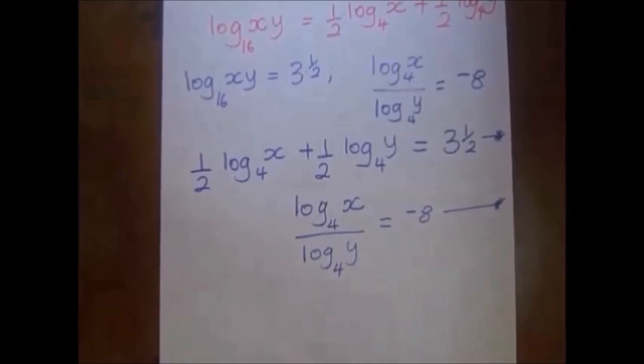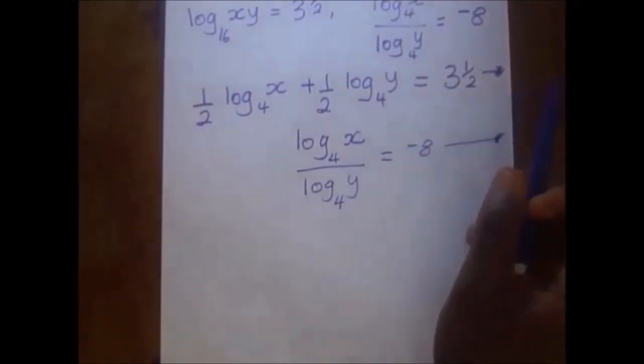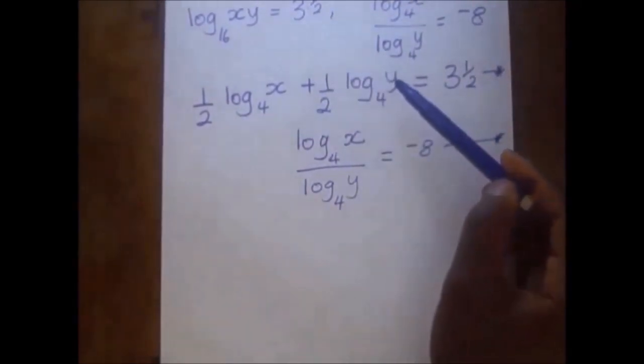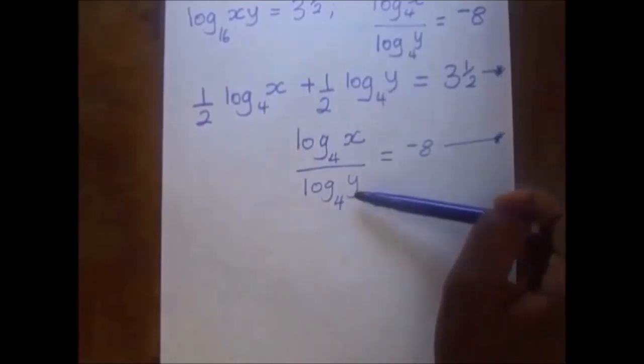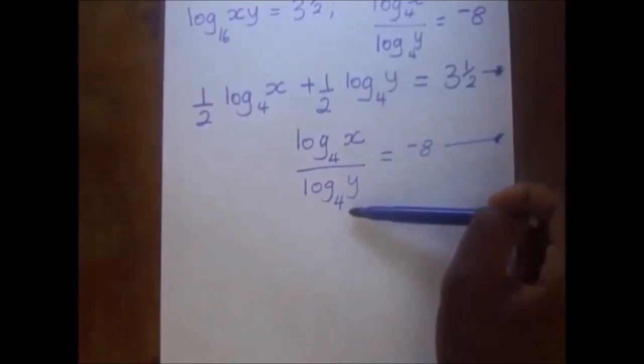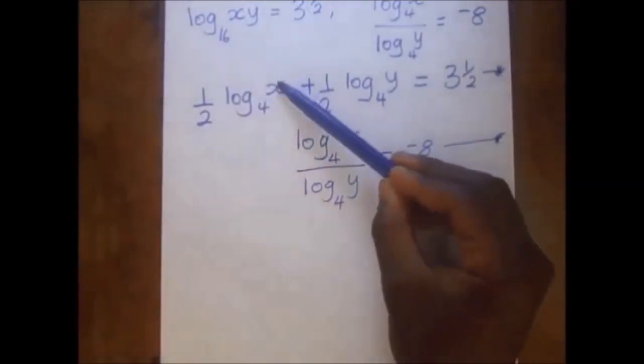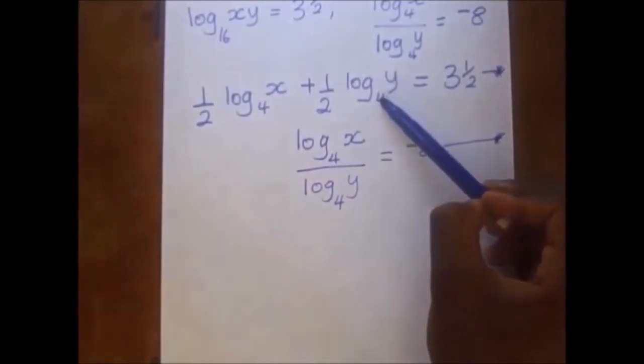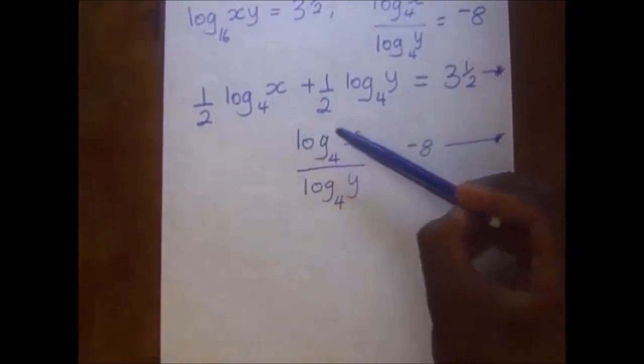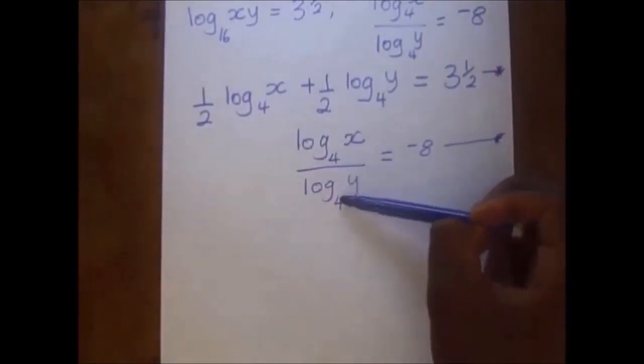So from the expressions above, we see that we are having logarithms that are all to the base 4, both in the first and the second expression, only that in the first expression we have logarithm of x base 4 and logarithm of y base 4. In the second expression we have logarithm of x base 4 and logarithm of y base 4.